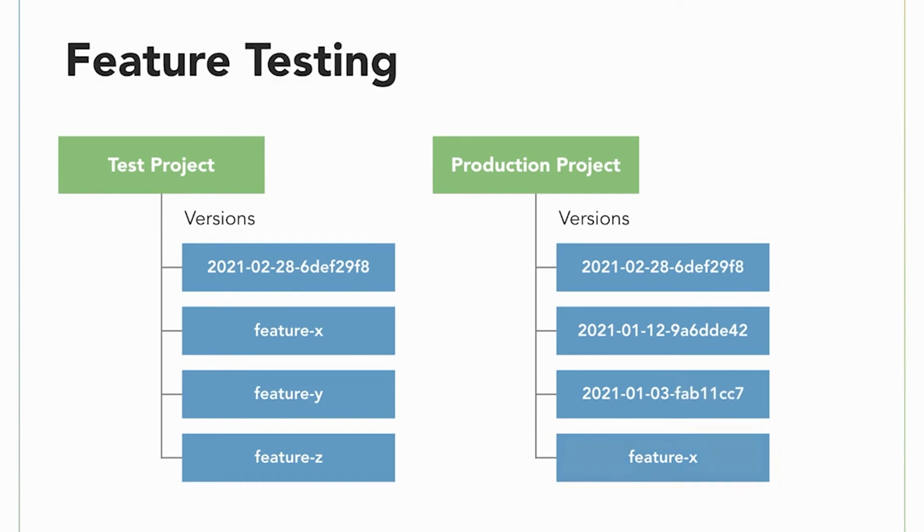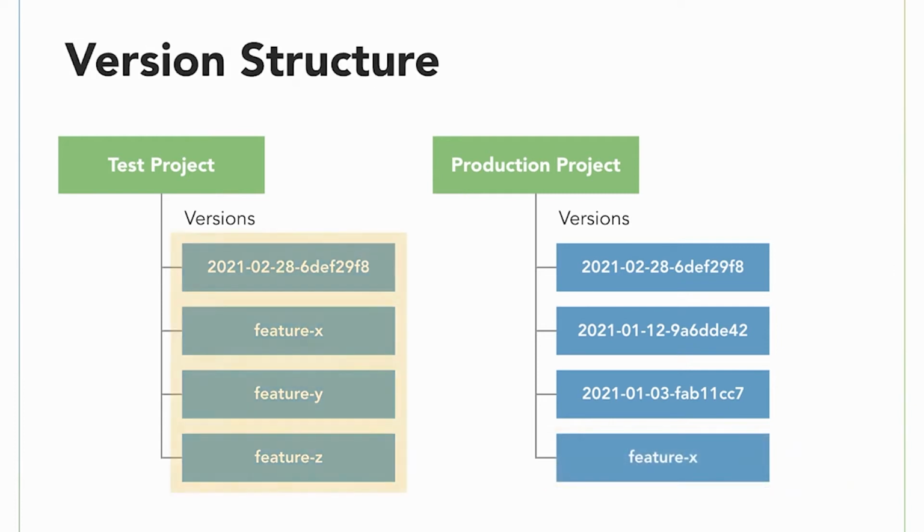Next, we also have this feature X version over here. This is useful for testing or gradually rolling out versions that contain a specific feature that we want to test in production with real users. Ideally, we can use traffic splitting to control and manage the impact of testing this version. Next, let's check out our test project and see the versions it has.